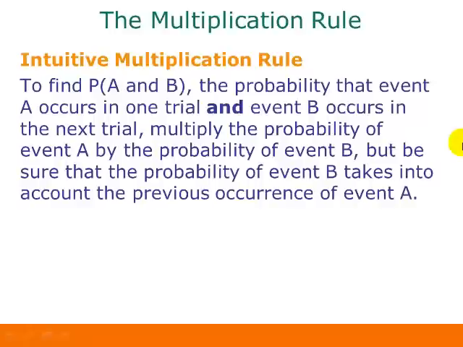For the multiplication rule, we can look at this in two different ways. The first one is the intuitive way to look at it. So the intuitive multiplication rule says, to find the probability of A and B, the probability that event A occurs in one trial and event B occurs in the next trial, multiply the probability of event A by the probability of event B. But be sure that the probability of event B takes into account the previous occurrence of event A.